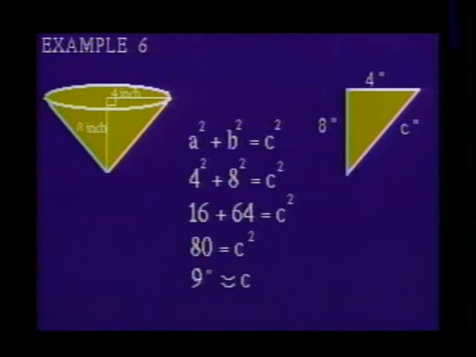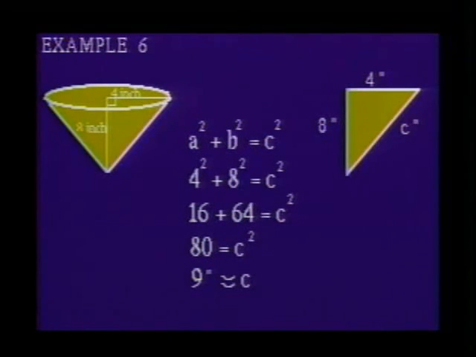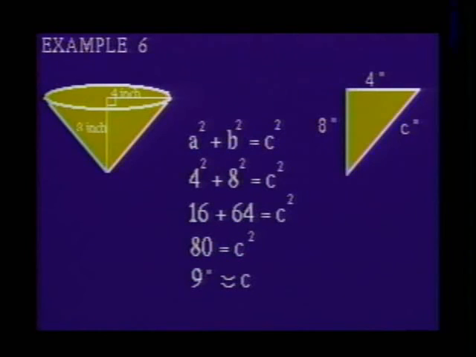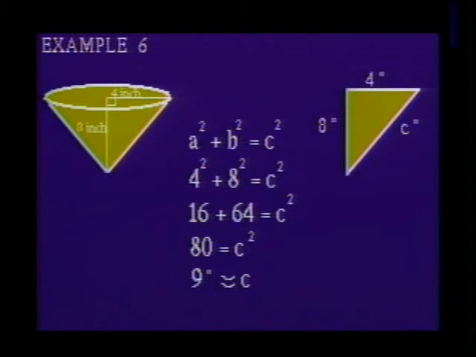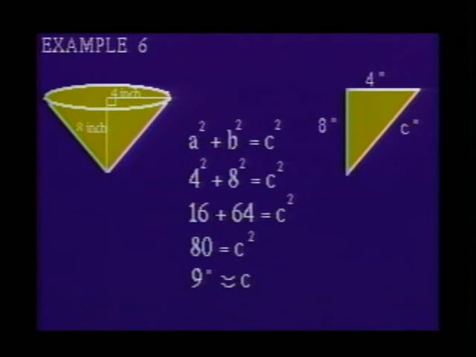Notice that the slant height is the hypotenuse of the right triangle formed by a radius and the altitude. Therefore, we can use the Pythagorean Theorem to find the length of the slant height. Substituting 4 and 8 for the lengths of the legs, we get 4 squared plus 8 squared is equal to c squared. Solving for c and keeping only the positive root, we will find the length of the hypotenuse to be approximately 9 inches. Thus, the slant height of the cone is approximately 9 inches in length.